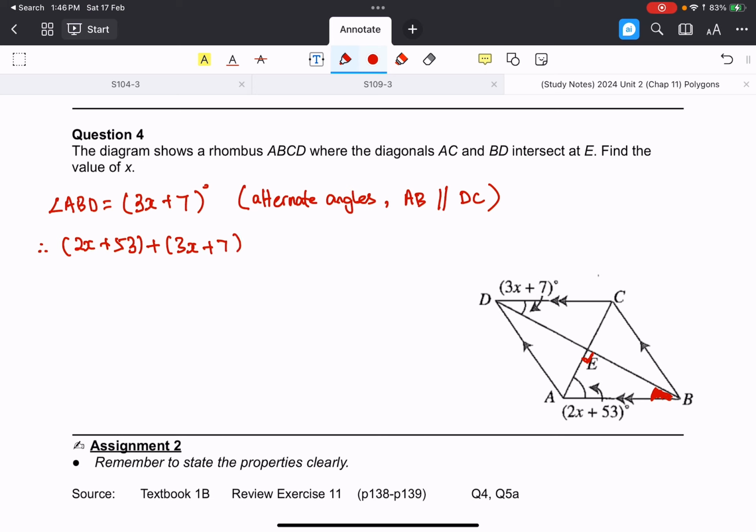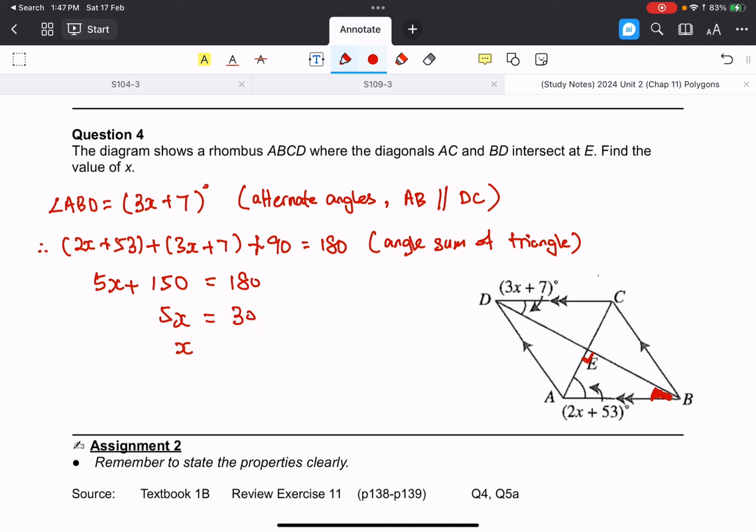plus, oops, why is my Apple Pencil acting up again? Plus 90 is going to be equal to 180 because of angle sum of triangles, right? So you work this one out. This will be 5x plus 150 equals 180. 5x equals 30. x equals 6. Well, the question is find x. We found it and we're done.